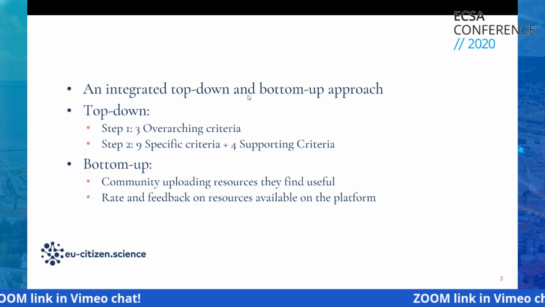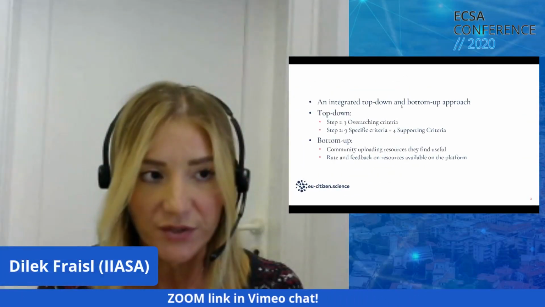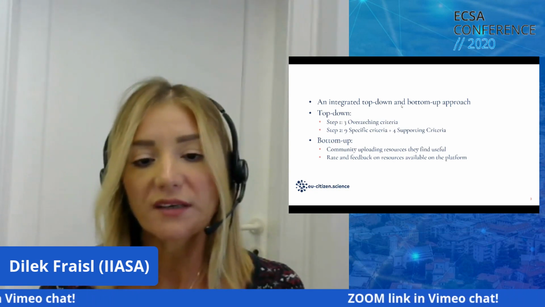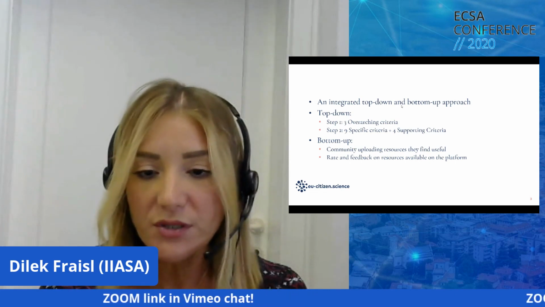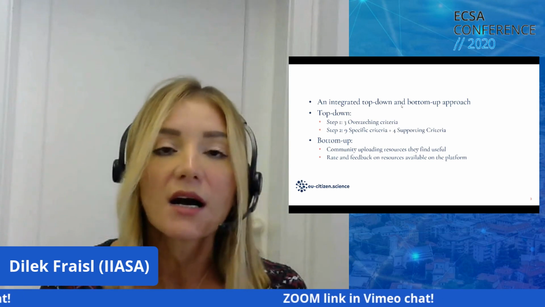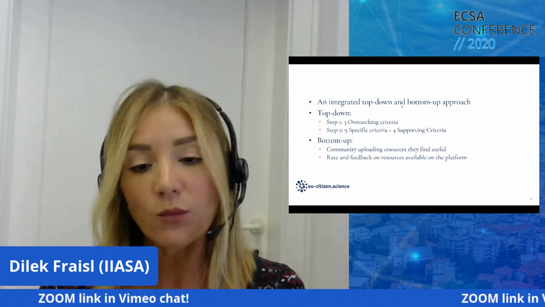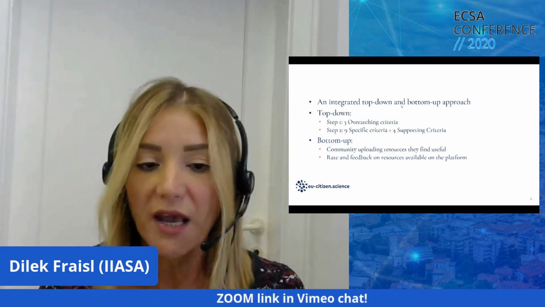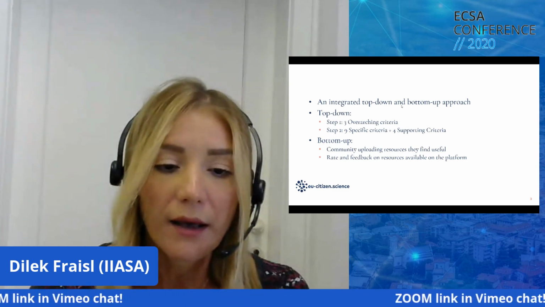Our general approach was to implement an integrated top-down and bottom-up approach. With the top-down approach, we had 3 overarching criteria that we applied to all types of resources wherever possible. As part of the overarching criteria, we looked, for instance, at whether all the metadata fields are filled in correctly by the person who is uploading it, and whether the characteristics of citizen science and ECSA principles are considered in the resource. And then we had 9 specific criteria about the structure, aims, and applicability of the resource to other contexts, among others.